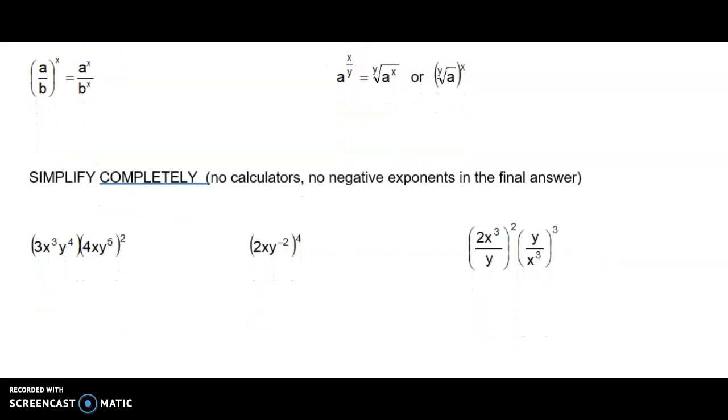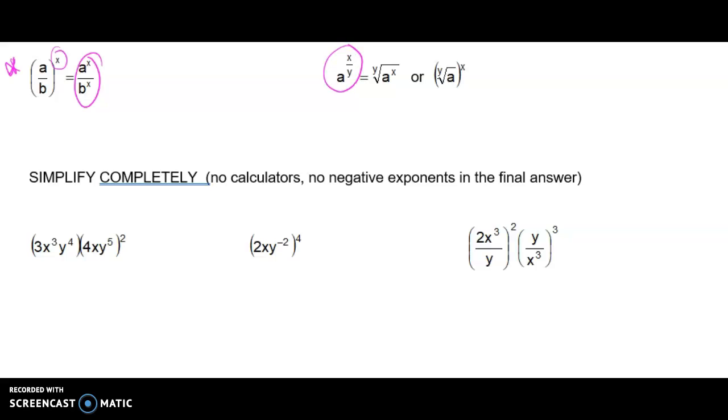The next rule, we have a fraction, and the entire fraction is to the x power. So your numerator will be to the x power and your denominator will be to the x power. So a to the x over b to the x. It's kind of like, again, like distributing.